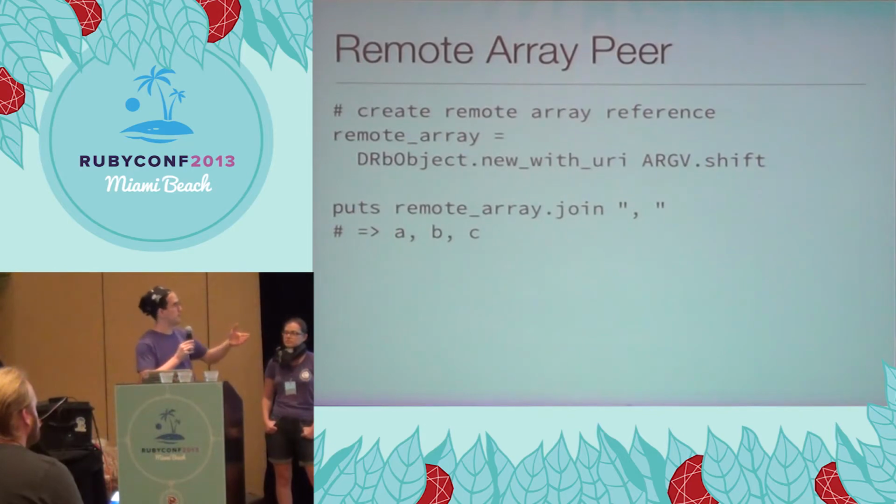And then in a third process, we can go and get that reference again, and then if we print out what's in the array, it goes to the server and it can see all the stuff we've added to it.